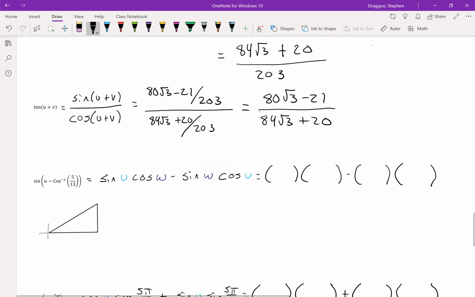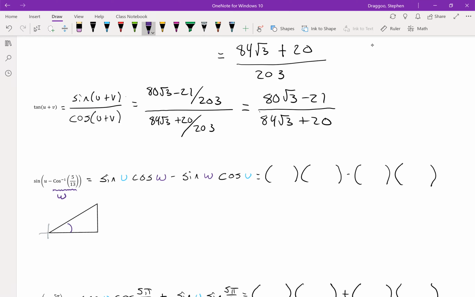All right, on to the next problem. The sine of u minus the cosine inverse of 5 over 13. So we've got another angle that we'll need a reference triangle for. Do this one out in purple, and I'll call it W, since we've already got U and V. Might as well just keep it right there in the alphabet.